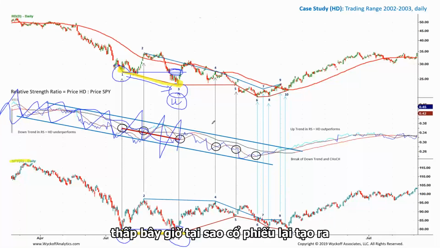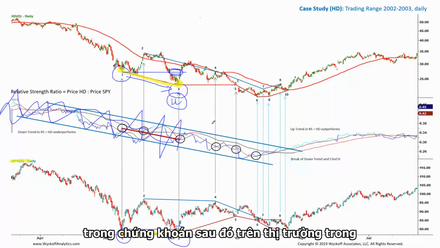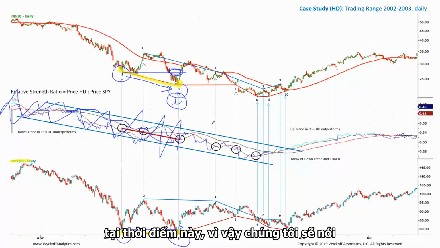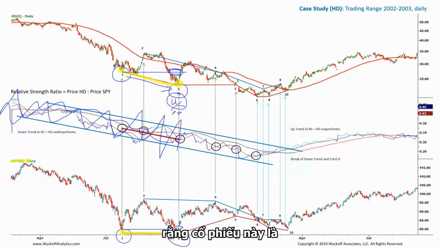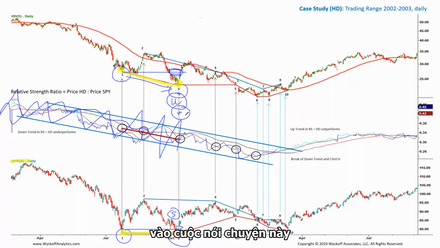Now, why would the stock create a lower low? Well, there is probably a little bit more selling in the stock than in the market in general at this point in time. So we would say that the stock is weaker and the market is stronger at this point. And as Adam started his analysis, he said, I see that the stock is weaker. I probably would not be interested in going into the stock.